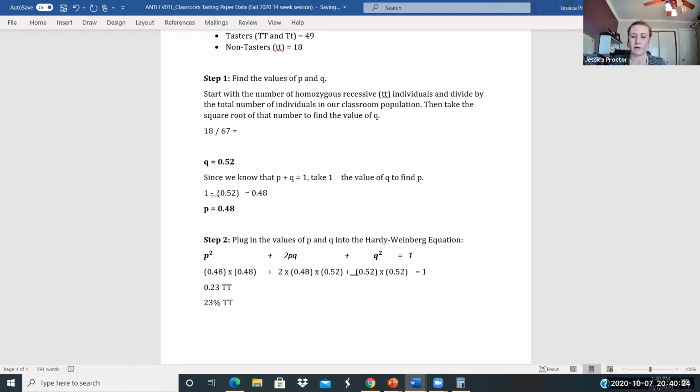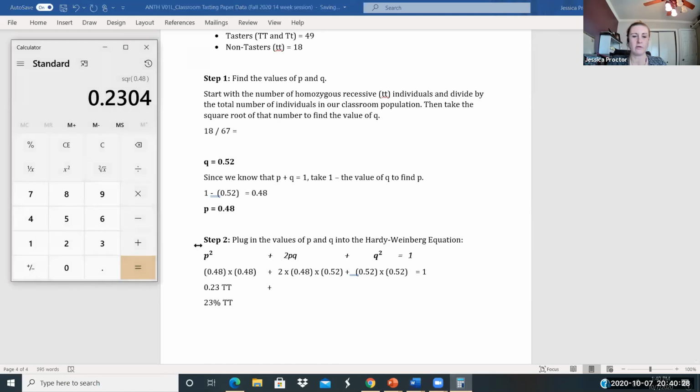All right, and then the middle part of our equation, the 2PQ, which is going to give us the frequency for the heterozygotes. So we take 2 multiplied by 0.48 multiplied by 0.52. Okay, which gives us this number. So remember, we need to round it to 2 decimal places. So we're going to look at that third number. It is definitely above 5, so we're going to round up. So this becomes 0.50.